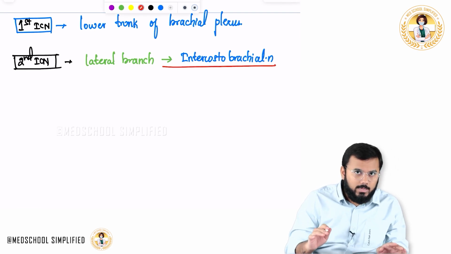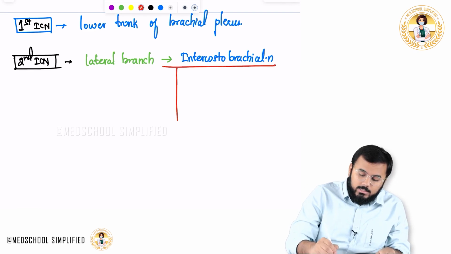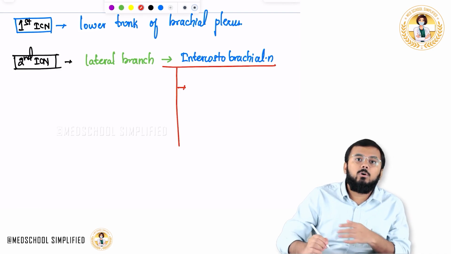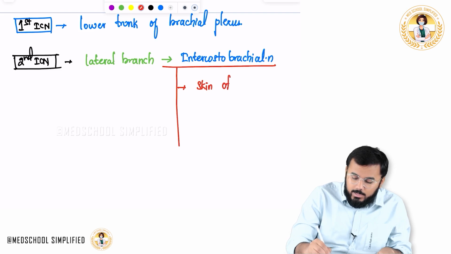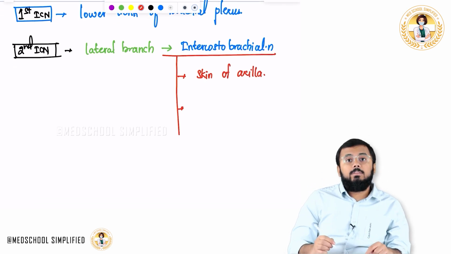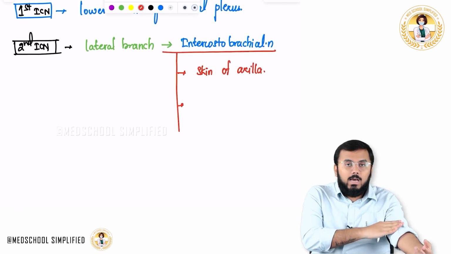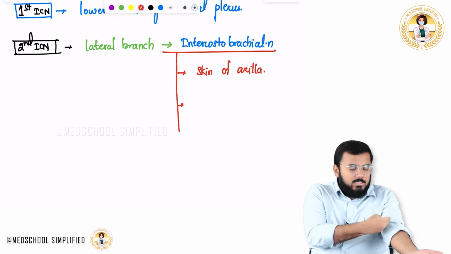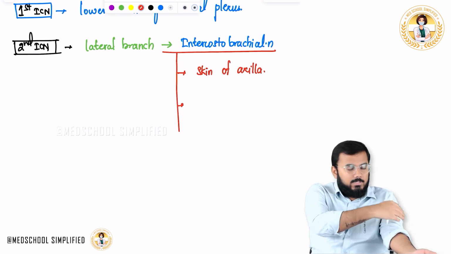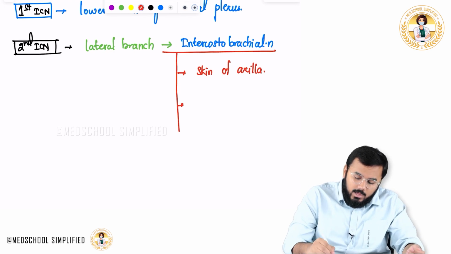It supplies the thorax. Other than the thorax, it supplies the skin of the axilla. Not only that, it even supplies the medial surface of the arm. This is the upper arm. In this upper arm, we have this surface as the medial surface, this surface as the lateral surface. So it supplies the medial surface of the upper arm.